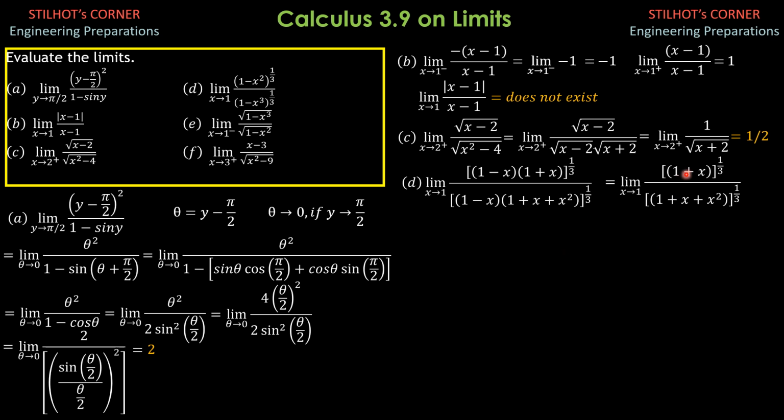Since both the numerator and the denominator do not approach 0 anymore, it is now free of indeterminate form, so we substitute 1. So that would be 1 plus 1 to the 1/3 over 1 plus 1 plus 1 squared to the 1/3. And 1 plus 1 is 2, 2 to the 1/3. The denominator is 3, 3 to the 1/3. That would be 2 to the 1/3 over 3 to the 1/3, or simply the quantity 2/3 to the 1/3.